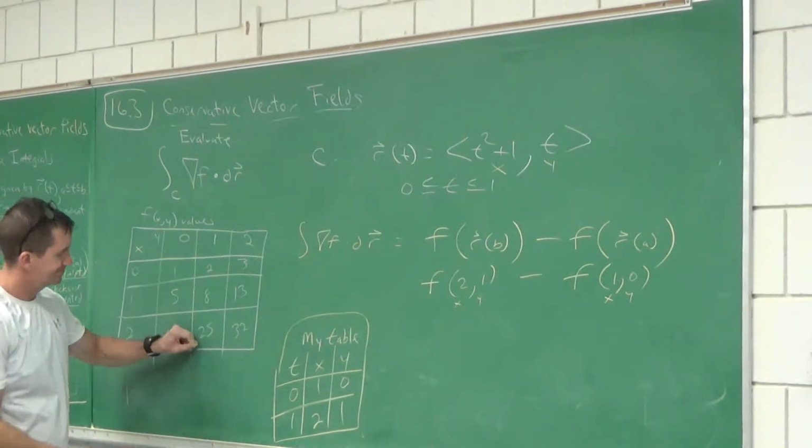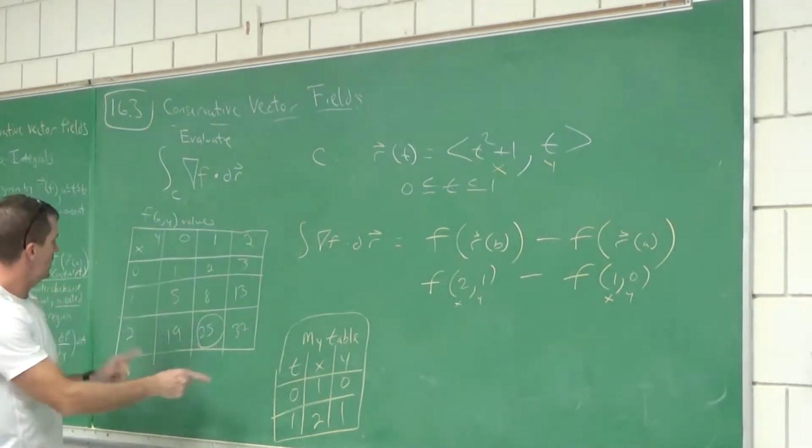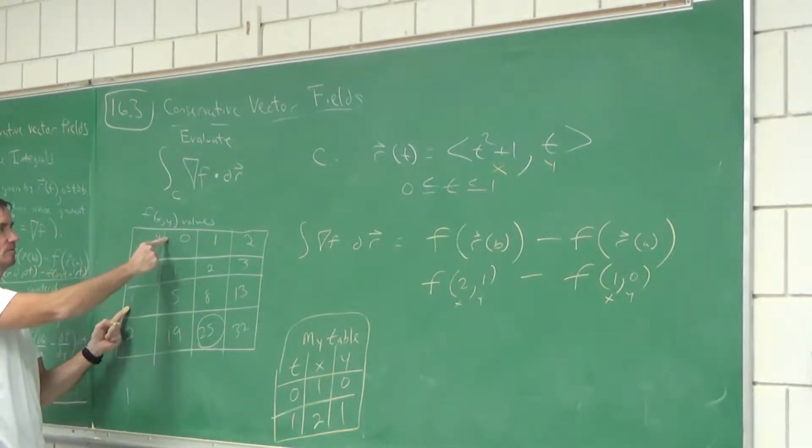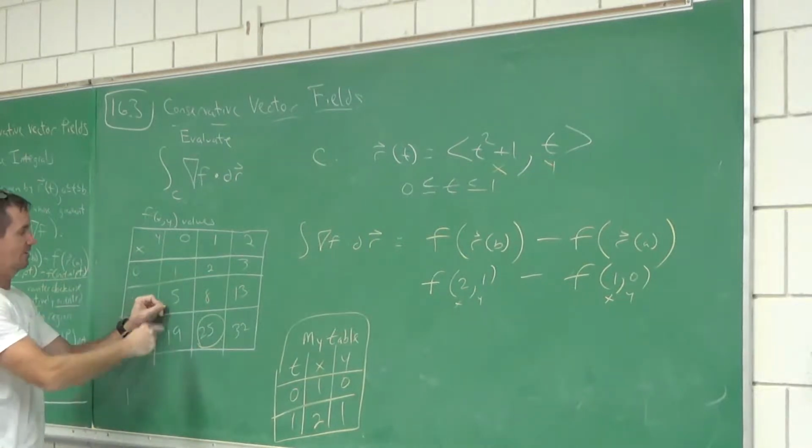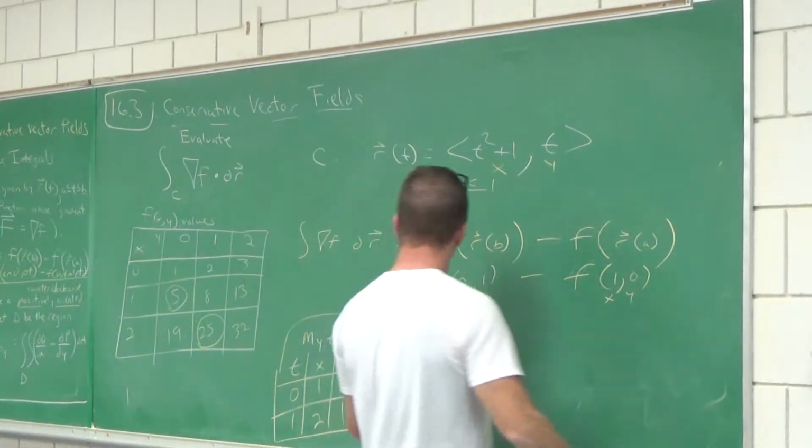25? That's the number. And what's going on when x is 1 and y is 0? The number is what? There you go. What's the line integral? 20.